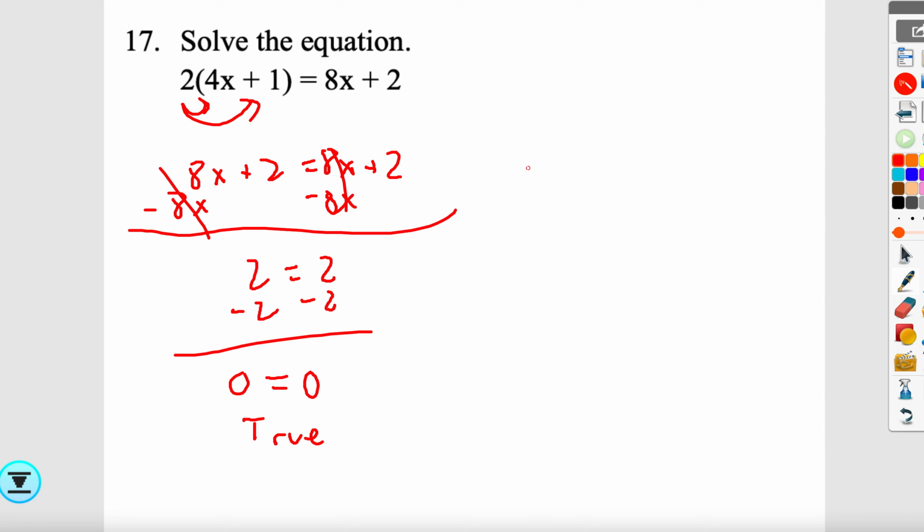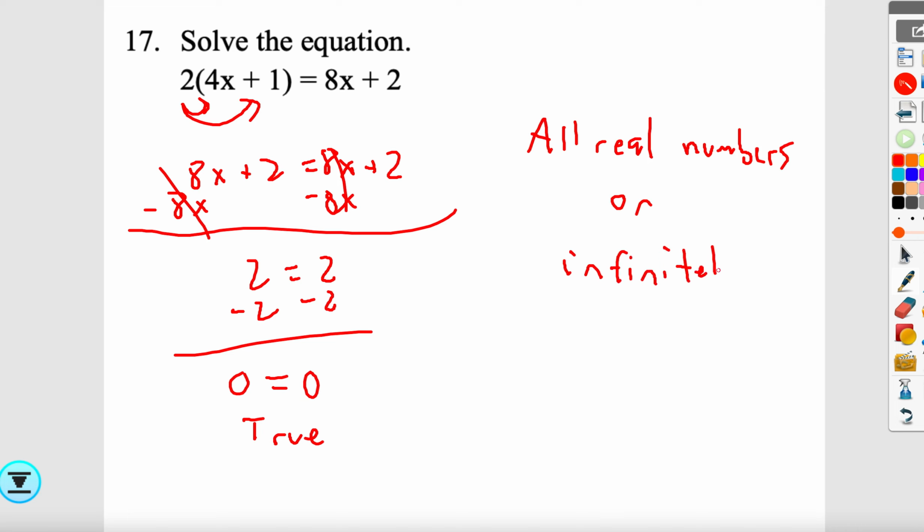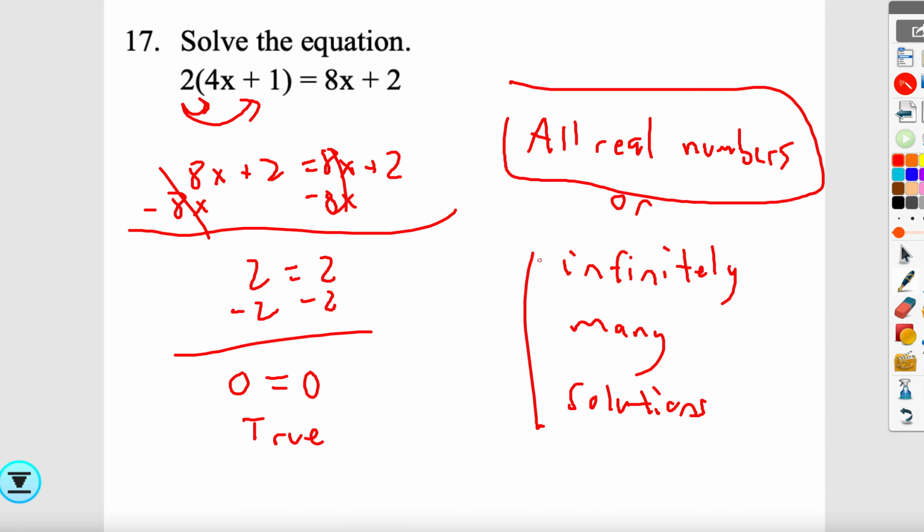When we get a true statement, that's either all real numbers or infinitely many solutions. Either one suffices. The second one is how I learned it back in the day, and this is how we're teaching it nowadays. But both would suffice.